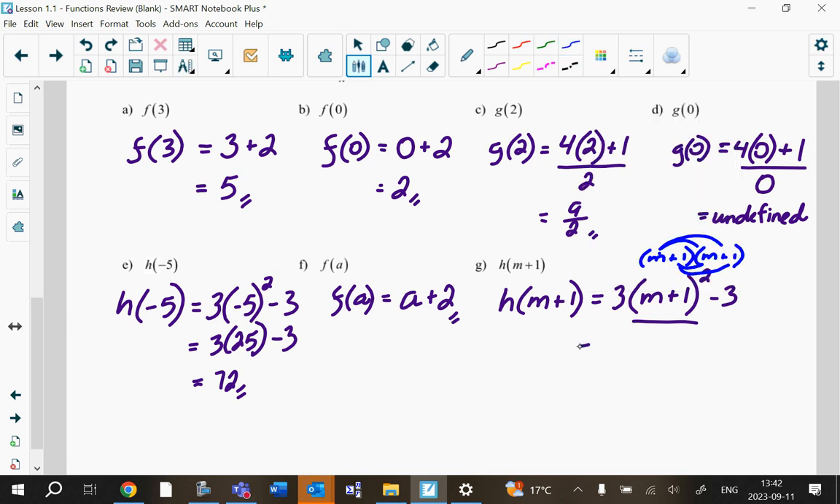So this is going to work out to 3 times, m times m is m squared, m times 1 is plus m, 1 times m is another plus m, 1 times 1 is plus 1. I keep those in parentheses because I've got to keep that answer together since I'm still multiplying it by 3. And then at the end, I'm subtracting 3.